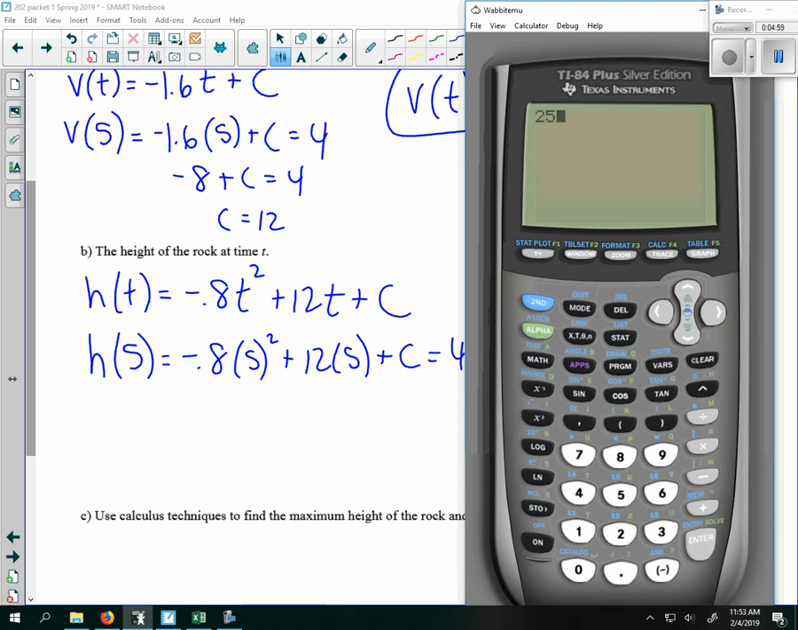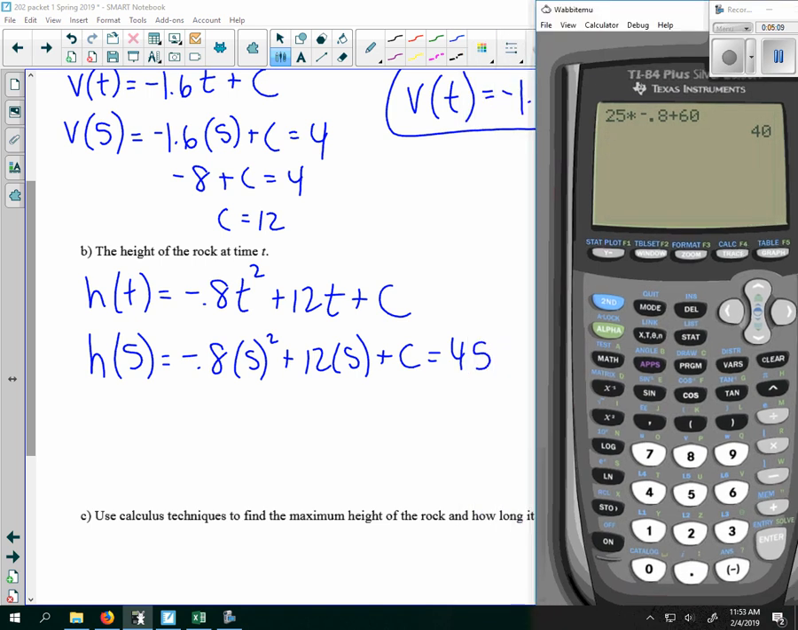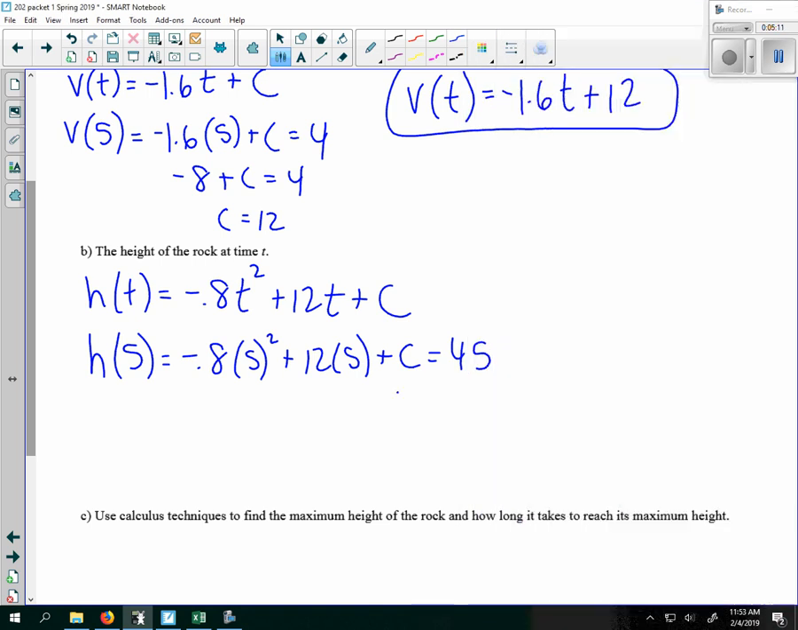Okay, so 25 times negative 0.8 plus 12 times 5 is 60. So that's 40. So c has to be 5. Subtract 40 from both sides, you get c is 5. So then my final formula for h of t is negative 0.8 t squared plus 12t plus 5.